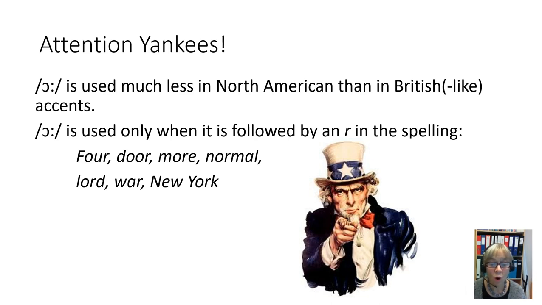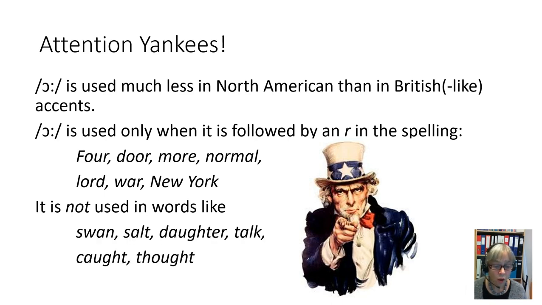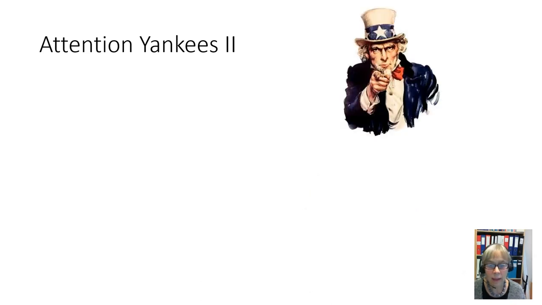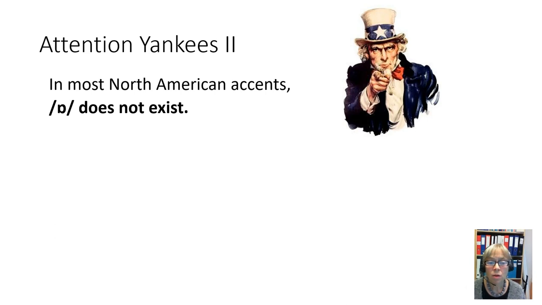Now, speaking of New York, people from New York and Boston may not pronounce the R in for, door. You may have listened to Bernie Sanders, New York, who doesn't pronounce the R in all these. The long aw is not used in words like swan, salt, daughter, talk, caught, thought. So what do they do instead? They use the long ah. Swan, salt, daughter, talk, caught, thought. Not only that, in most North American accents, the short o does not even exist.